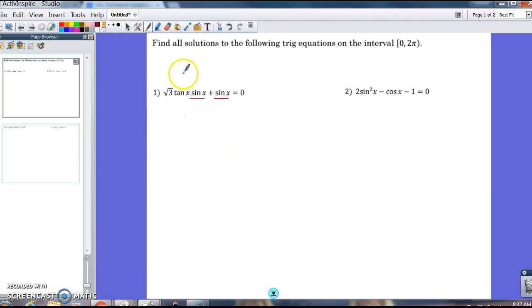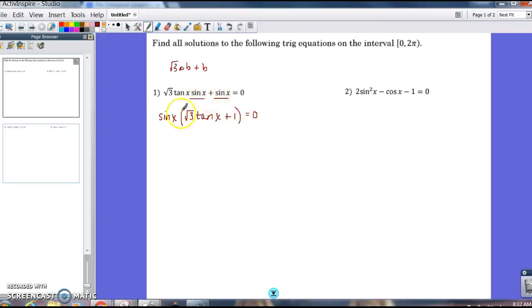It would be the same as if I had the square root of 3ab plus b as my equation, right? I'd be able to factor a b out of both of those terms. Well, the same is true here. I can factor sine x out of both of these terms. So when I do that, I end up with sine x, and then I have root 3 tan x plus 1 is equal to 0.